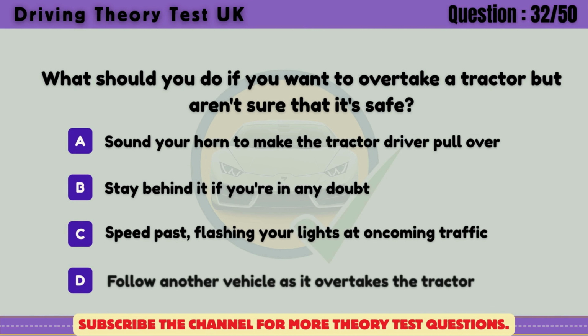Question 32. What should you do if you want to overtake a tractor but aren't sure that it's safe? Option A. Sound your horn to make the tractor driver pull over. B. Stay behind it if you're in any doubt. C. Speed past, flashing your lights at oncoming traffic. D. Follow another vehicle as it overtakes the tractor.